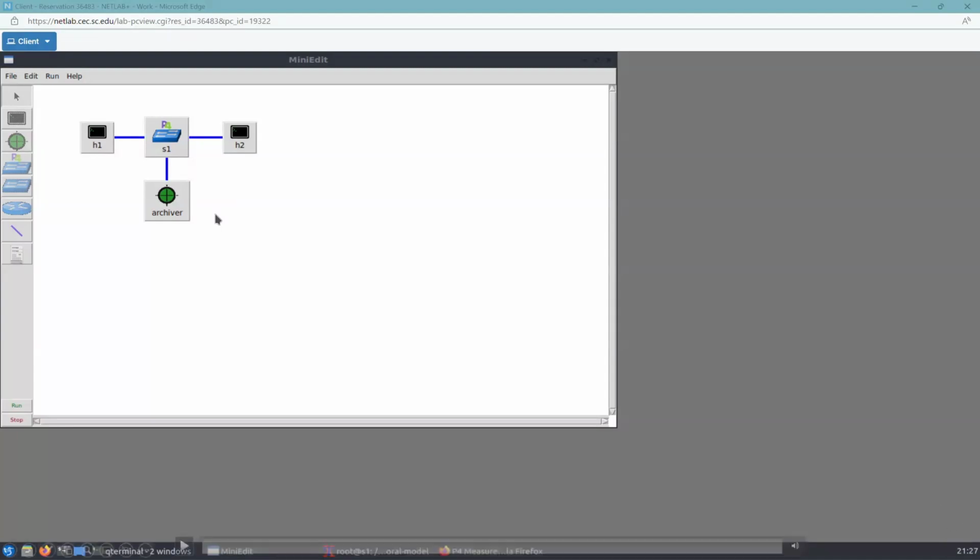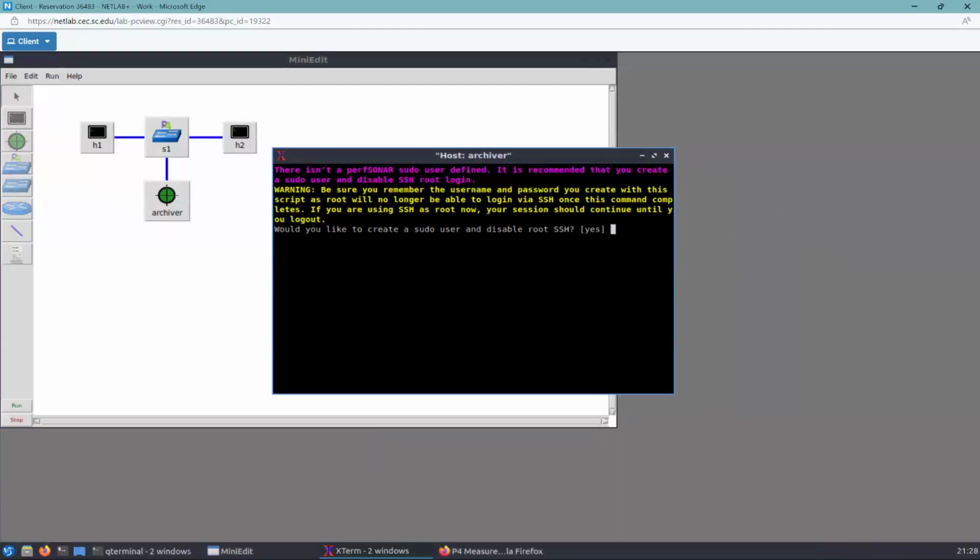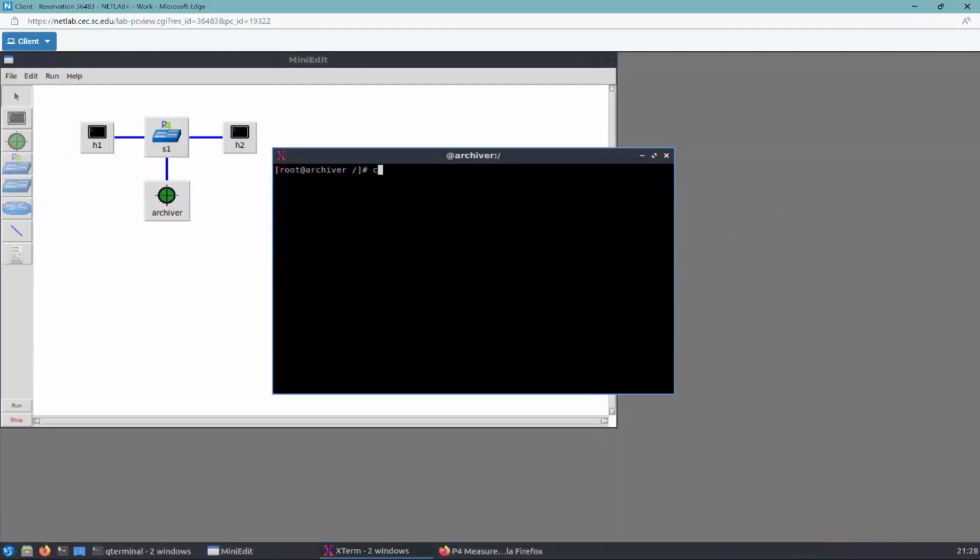And this is the topology we are using in this specific lab: one perfSONAR archiver and 2 hosts connected through a P4 switch. So P4 here is deployed inline, but in the proposed system, it's passive. It's deployed passively, just to make things clear.